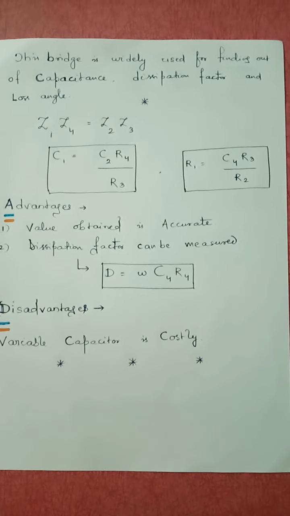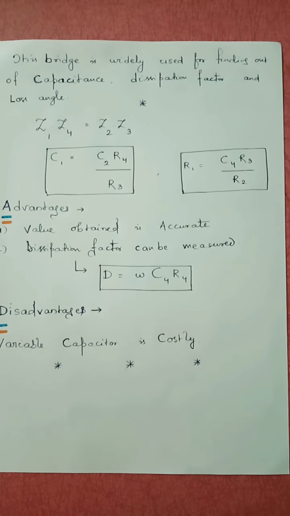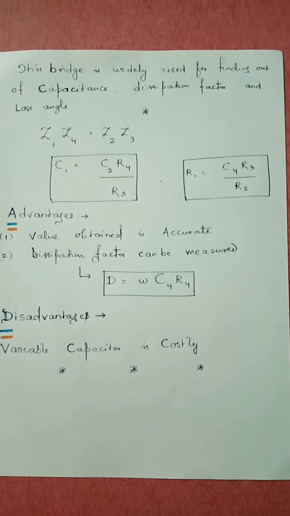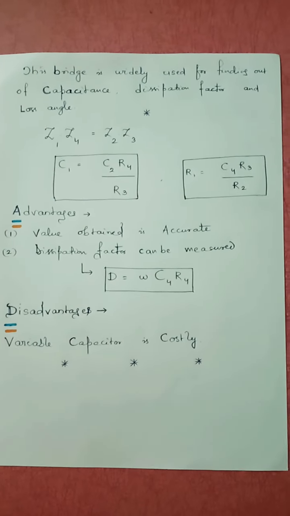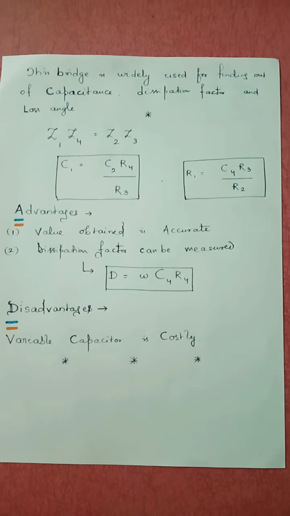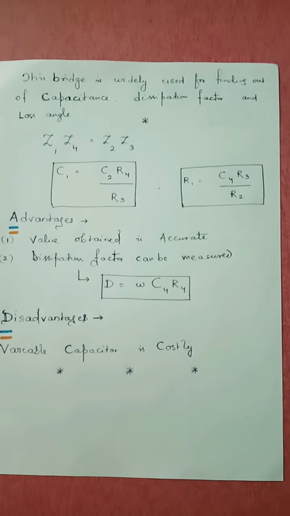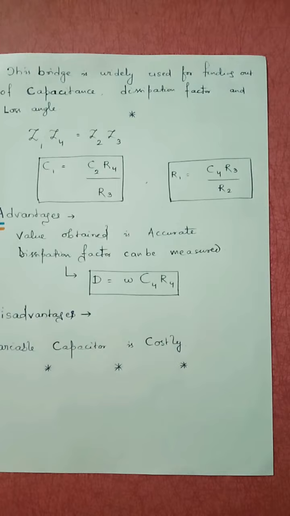In balanced condition, Z1 Z4 is equal to Z2 Z3. So comparing real parts and imaginary parts, we can get C1 as C1 equal to C2 R4 by R3 and R1 is equal to C4 R3 by C2.